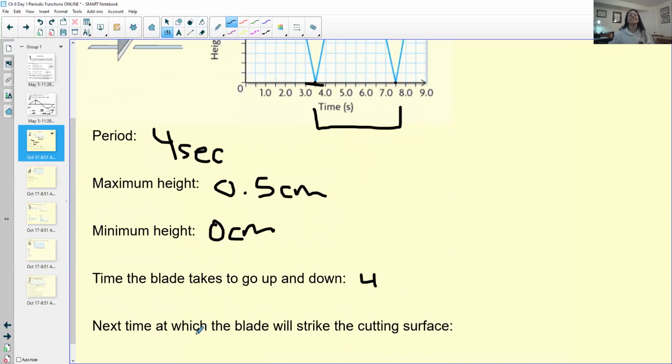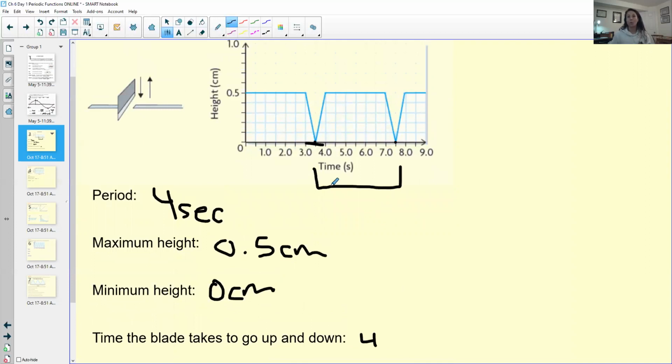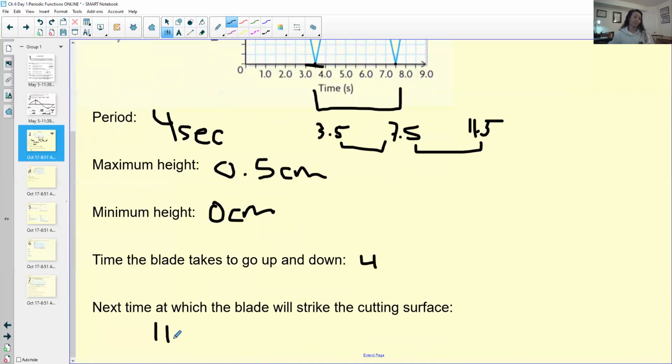Next, what is the next time at which the blade will strike the cutting surface? Well, we've noticed it's every 4 seconds. So it would be at 3.5 when it touches the surface, at 7.5 because it's 4 seconds away, and then in another 4 seconds, it would be 11.5. Okay. So it would be 11.5 seconds, and that's it.